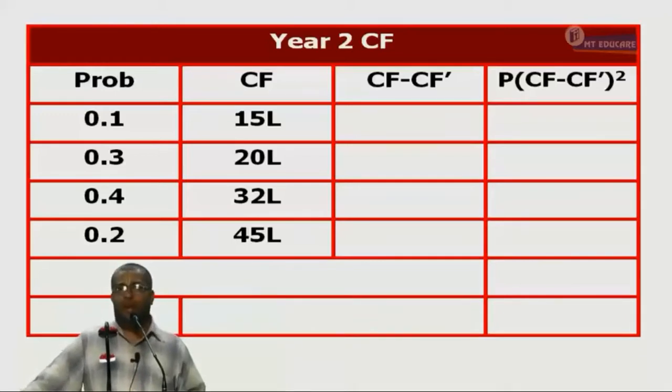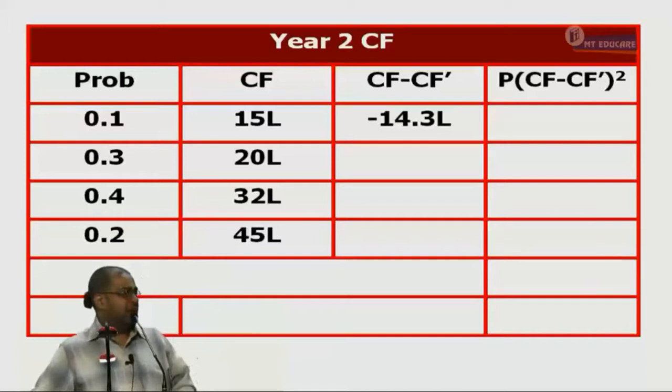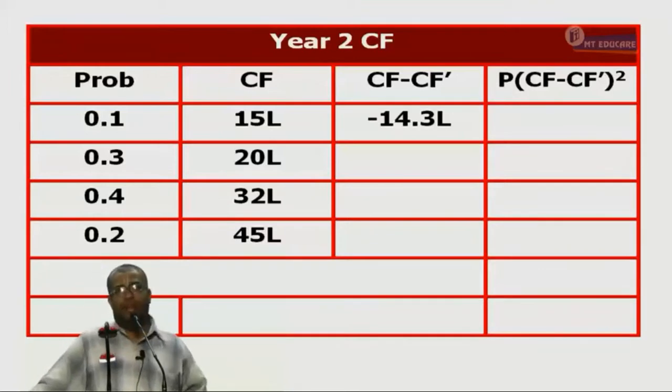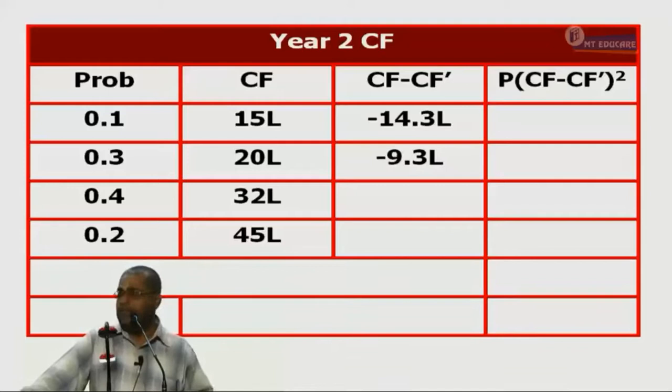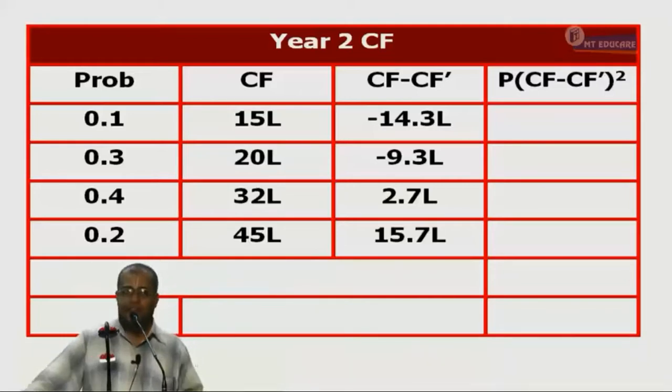Okay, 15 minus 29.3 lakhs. Look at my number, 14.3 lakhs. The difference is 14.3 lakhs. 20 minus 29.3 lakhs is minus 9.3 lakhs. 32 minus 29.3 lakhs is 2.7 lakhs. 45 minus 29.3 lakhs is 15.7 lakhs.